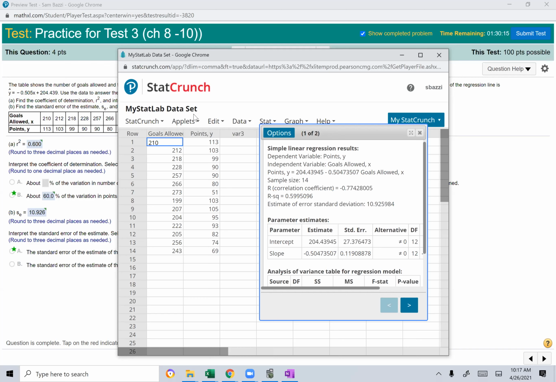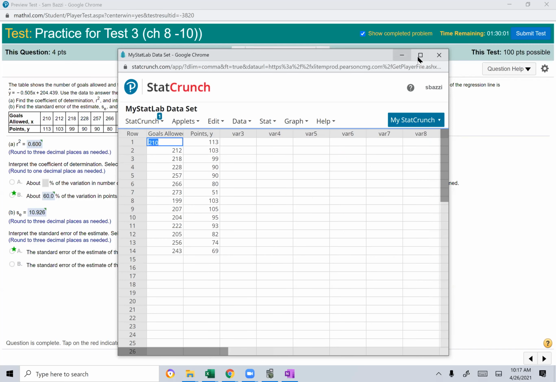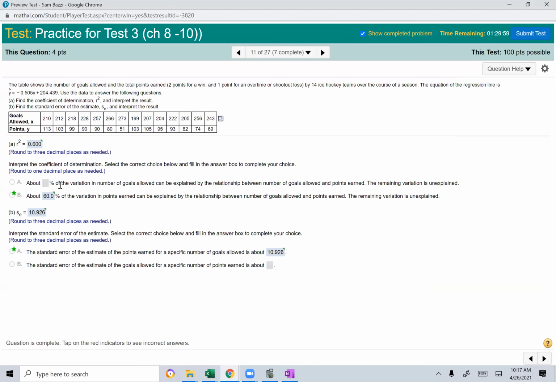And how do you interpret R squared? You change it to a percent. So 60% of the variation of the y variables can be explained by the variation of the x variables. Let's see where it says that here. 60% of the variation in the points earned, which is the y variable, can be explained by the relationship, by the variation in the goals allowed using the regression line.